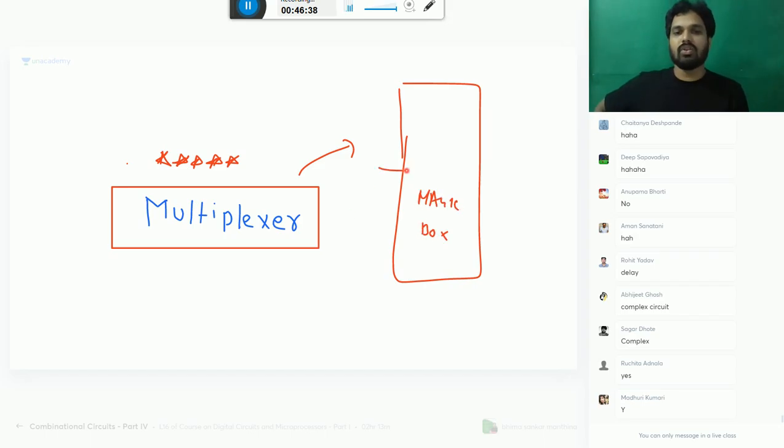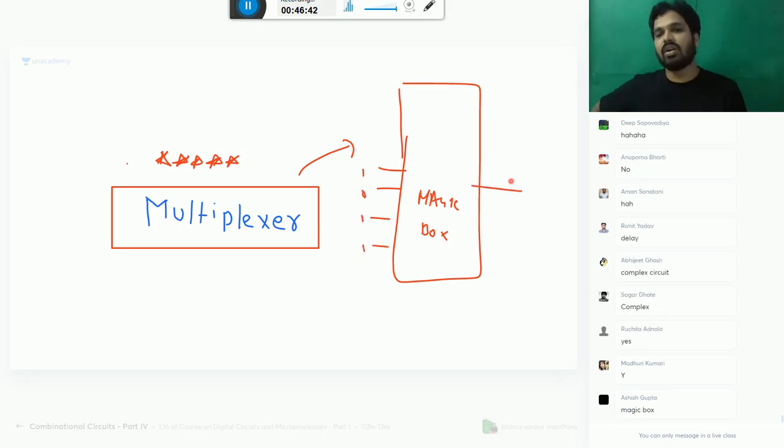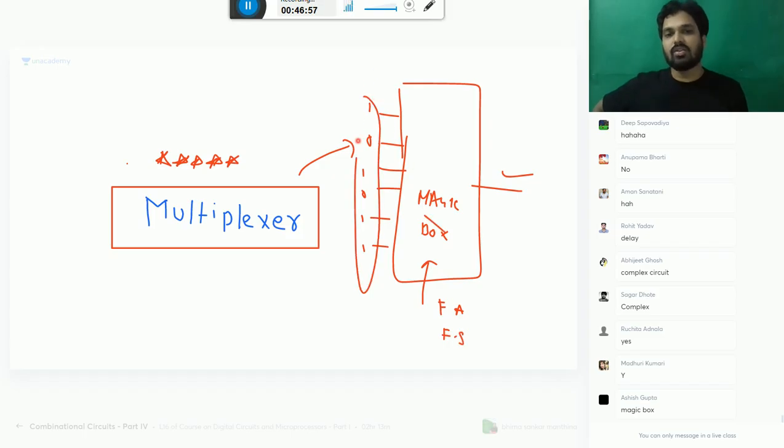In this box, you give just ones and zeros, nothing else. It will do whatever job you want. Say for this magic box, you say, I want a full adder. It will say, give these ones and zeros here, I will do this. I want a full subtractor. Same magic box. You just change these ones and zeros, it will work as a full subtractor.